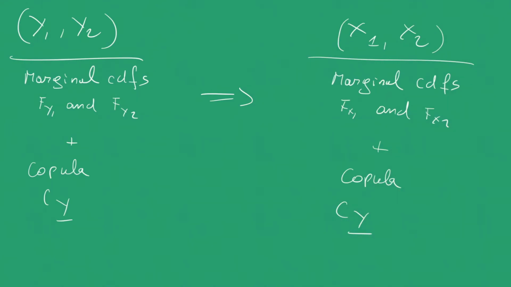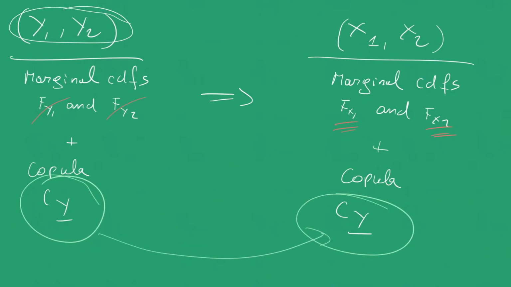So what we did in method 2, we started with the random vector y1, y2, where the marginals were fy1, fy2, and we had some copula cy. Then we got rid of the marginals and we replaced them with our favorite marginals, but we kept the copula cy. So this is a way to generate a random vector x1, x2 with normal marginal distributions, but with a copula that is not necessarily a Gaussian copula. And in this case, we take the copula from y1, y2 and use it in our random vector.